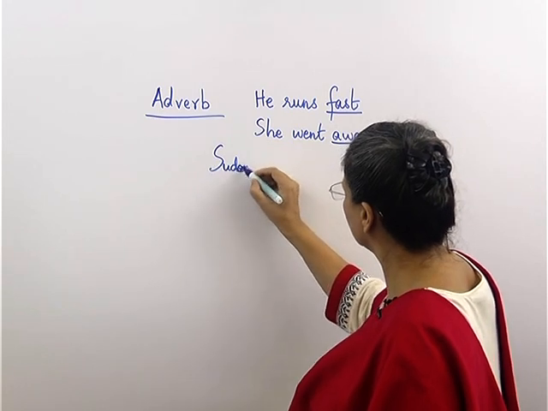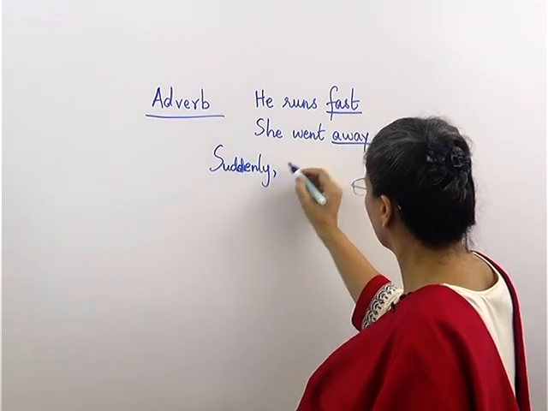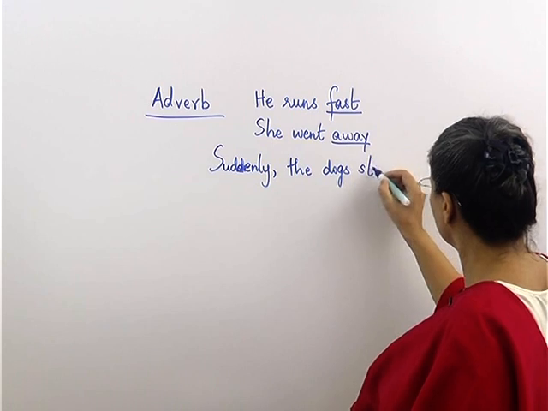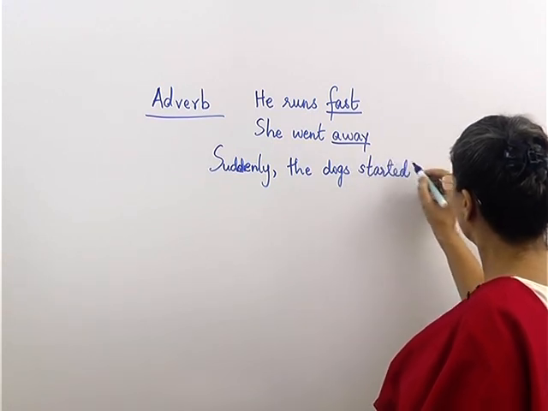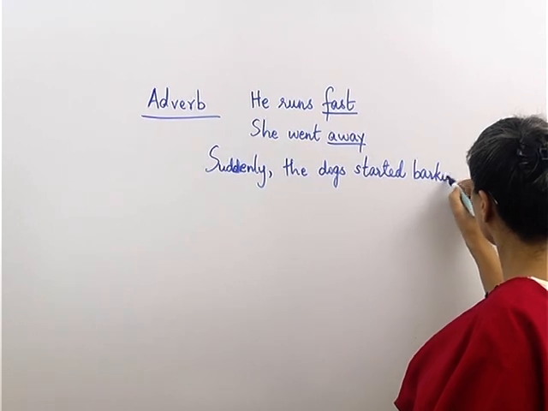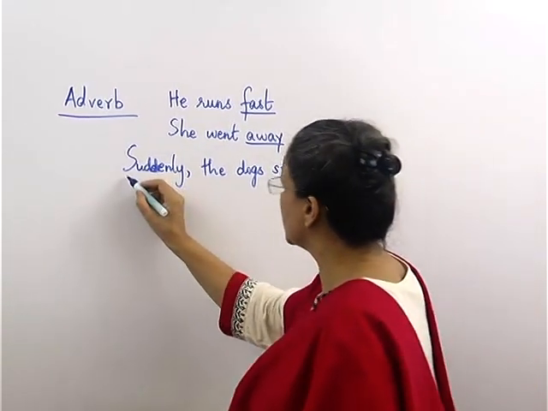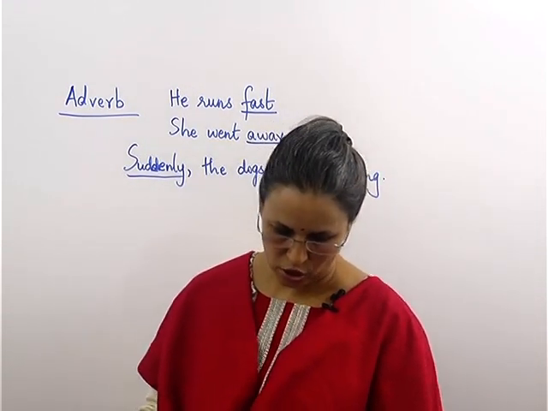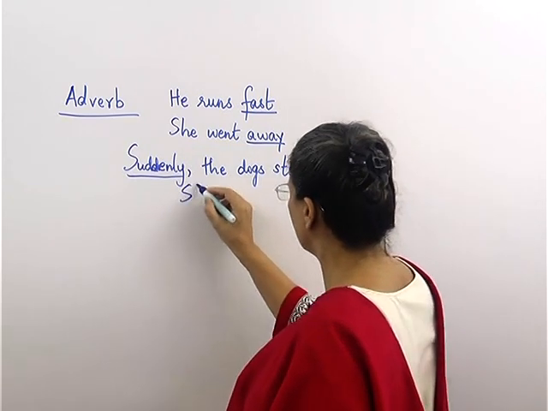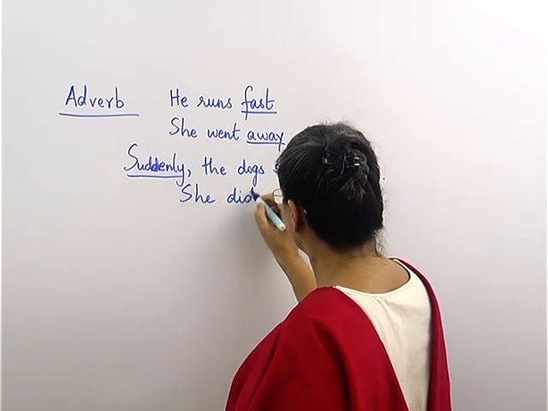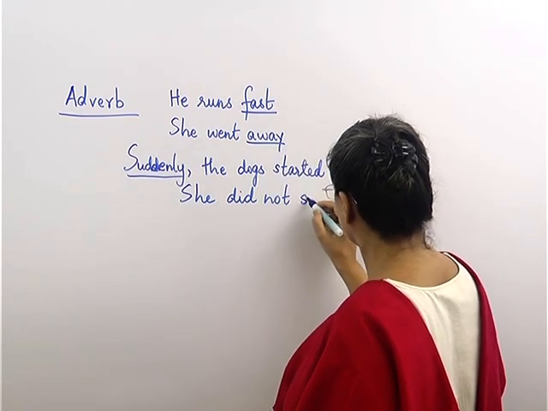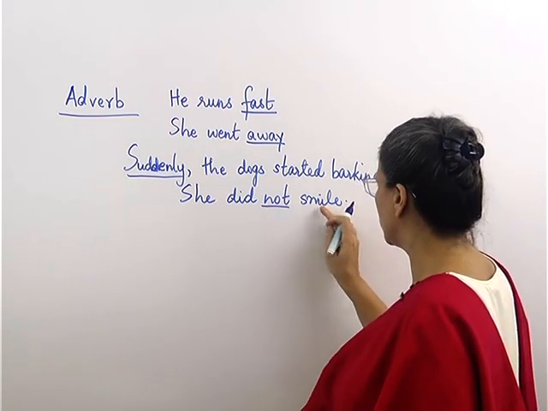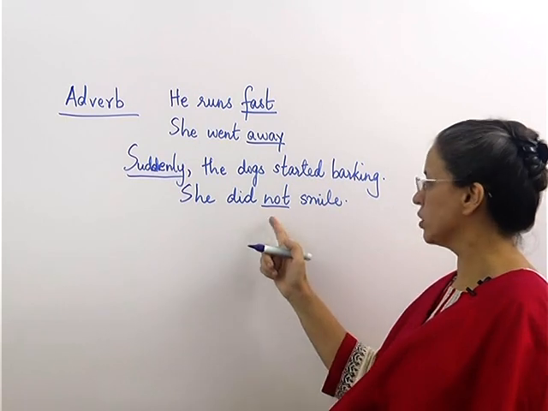Suddenly the dogs started barking. Okay, so here suddenly is an adverb. Next one, she did not smile. She did not smile. Actually, the verb is smile and not is telling you that she did not do this verb. So, even not is an adverb.